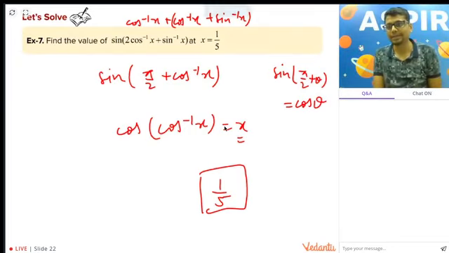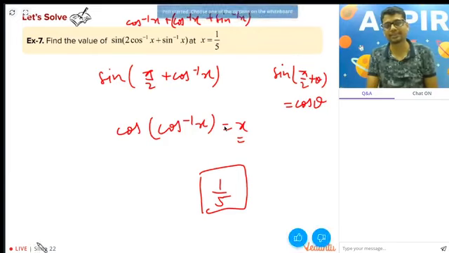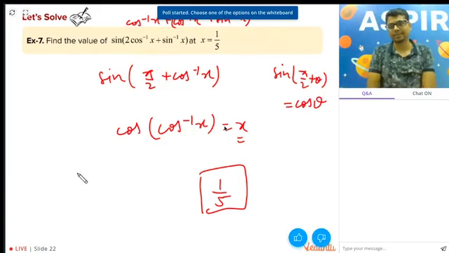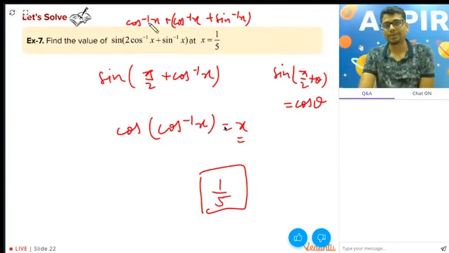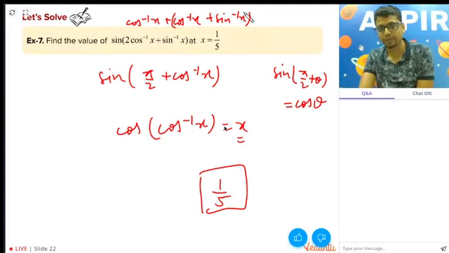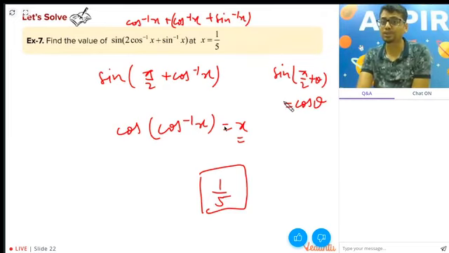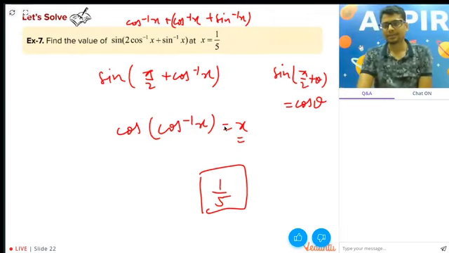So let me take a quick poll. In case there is doubt, please ask. You can manipulate it in any other way, but this is the simplest way. I can write 2 cos inverse x plus sine inverse x like this, and this is pi by 2. So the input to sine is pi by 2 plus cos inverse x. Sine of pi by 2 plus theta is cos theta. So this becomes cos of cos inverse x, which is x. Khatam. Right? That's it.